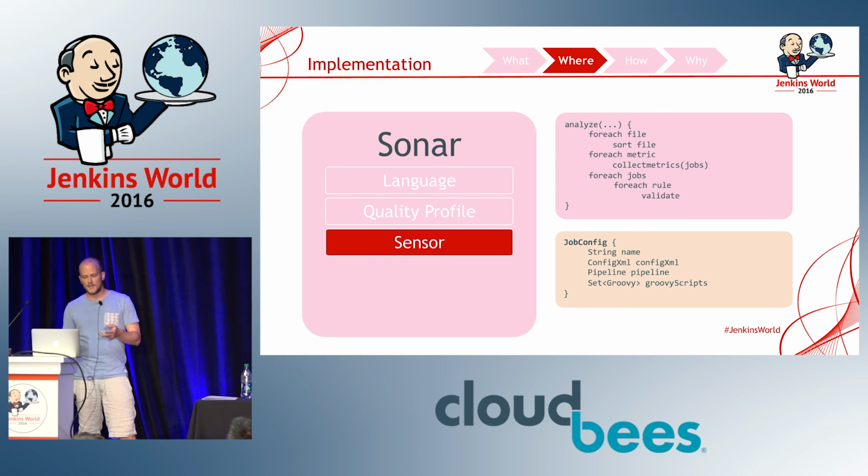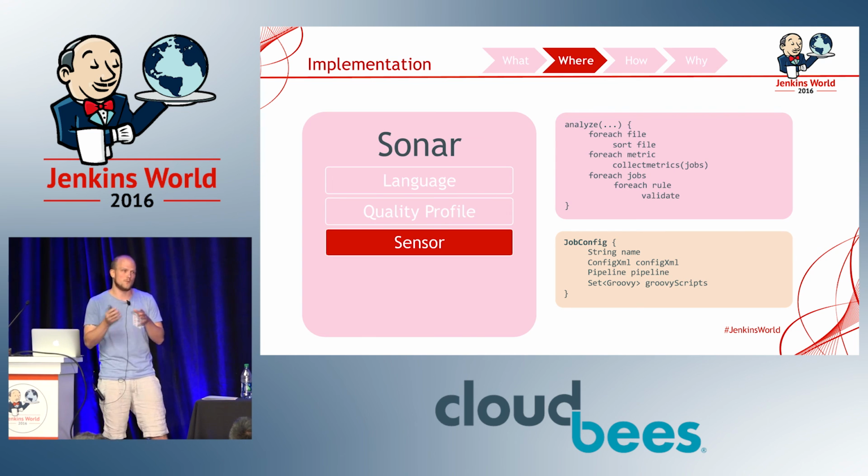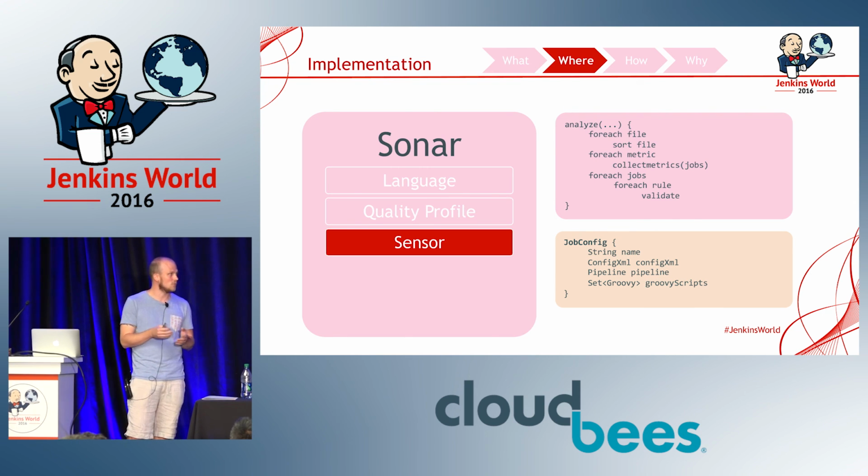You know that possible configuration files are the config.xml files, the pipeline scripts, and so on. And what we basically need to do is find out which config.xml belongs to which job, and which pipeline script belongs to which job. And we want to know which scripts of our central Groovy script repository are also being used in this certain job configuration. And this is what we're doing here.